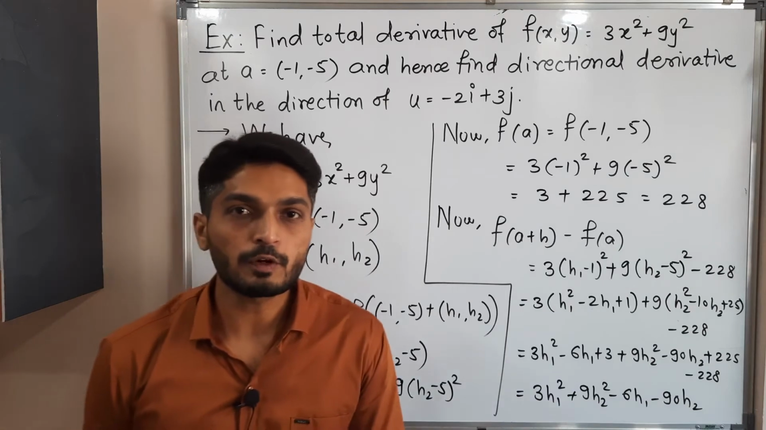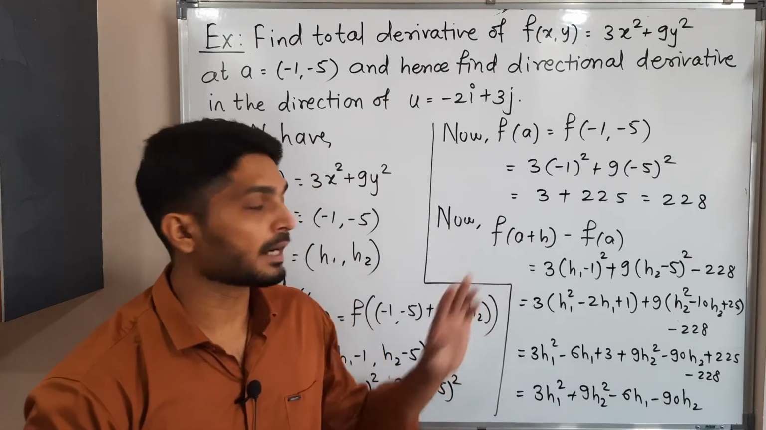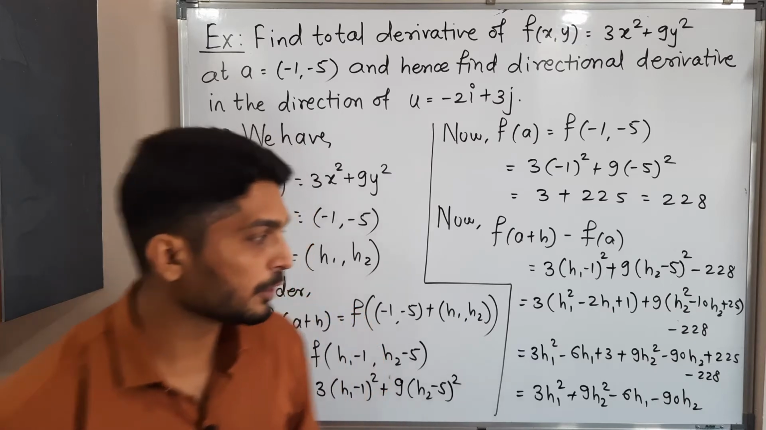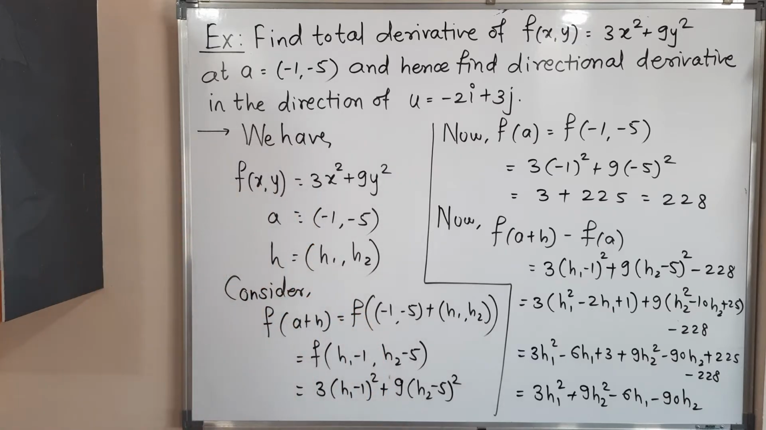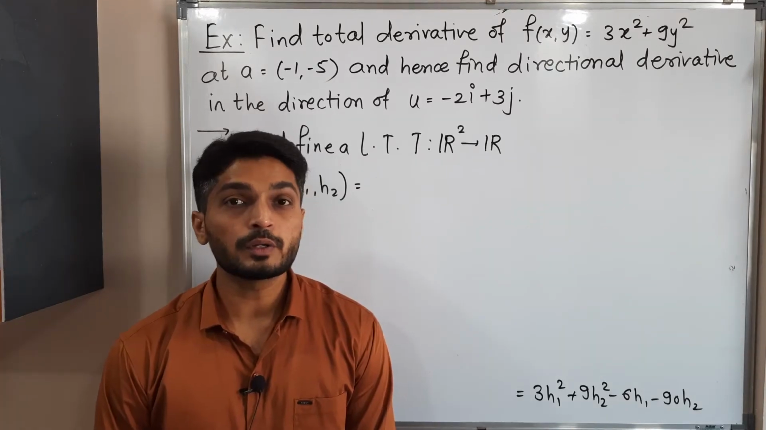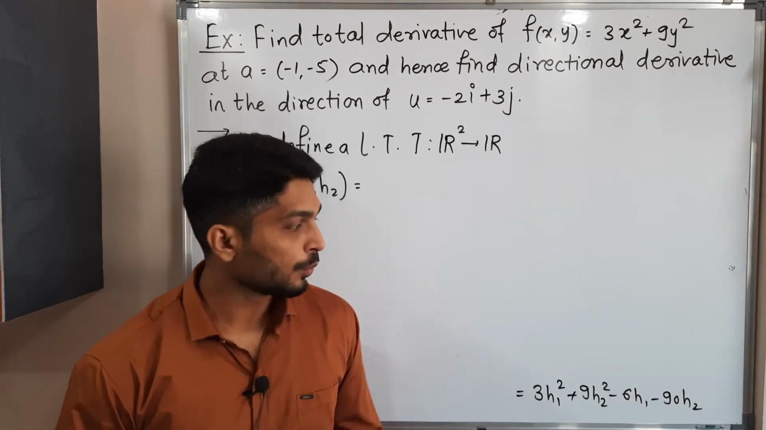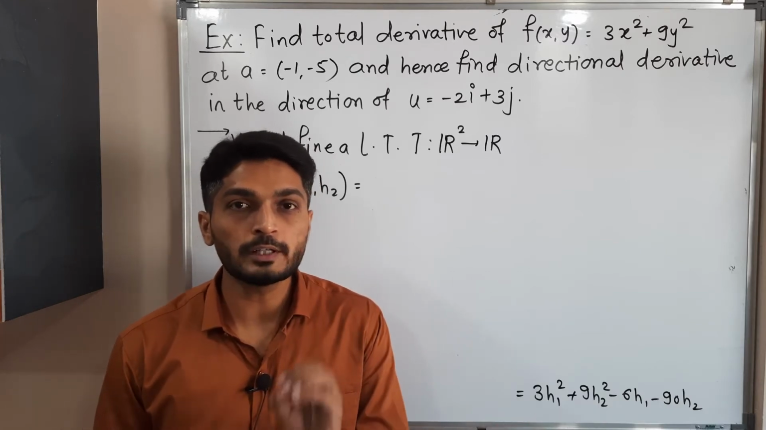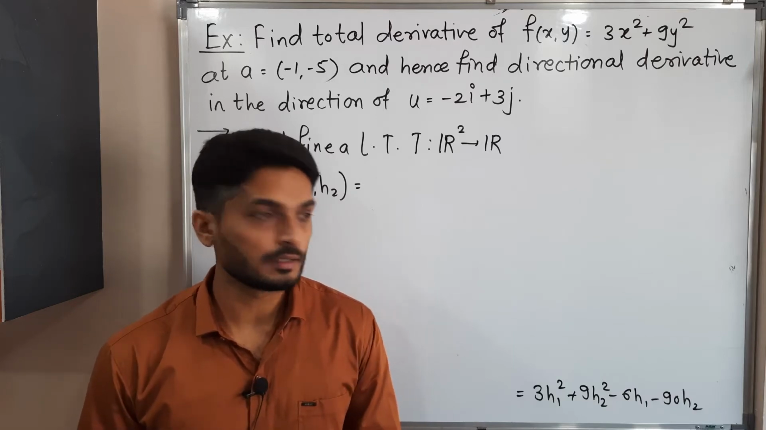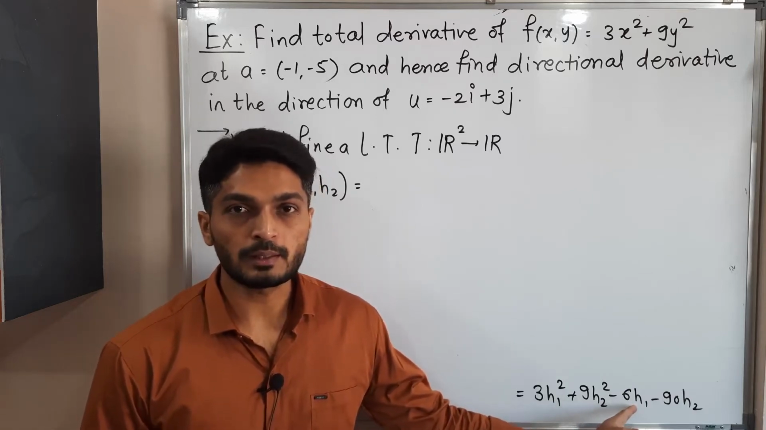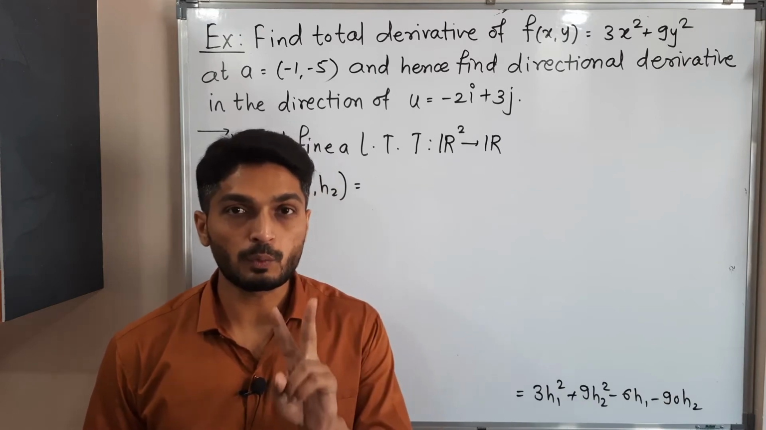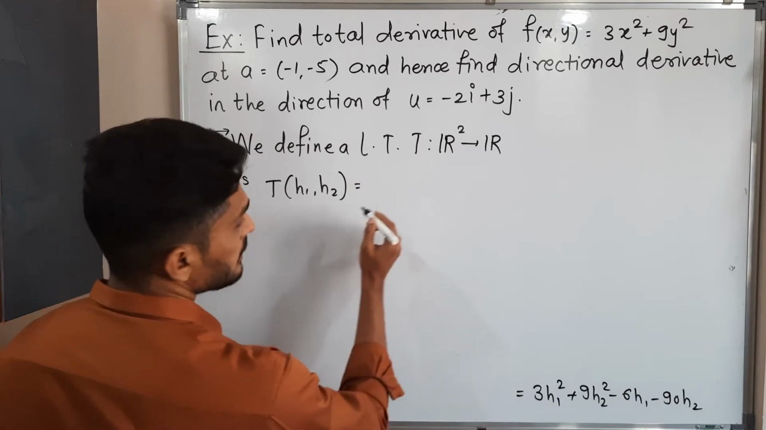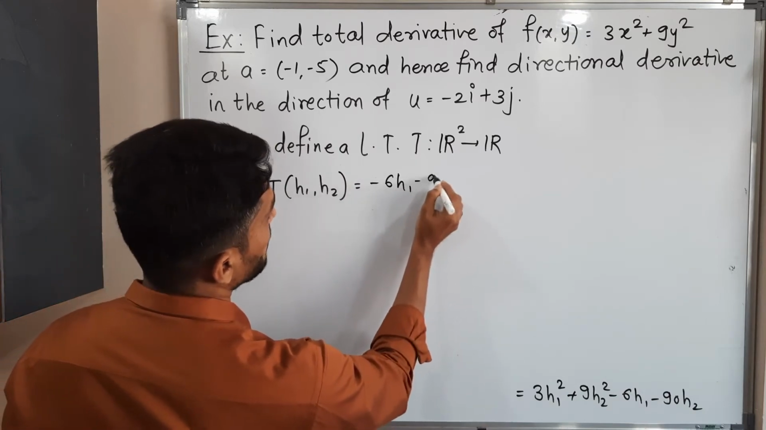So after calculating f of a plus h minus f of a, we will consider a linear transformation. I'm going to consider it, but before that I suggest you make a screenshot of it. See how to define that linear transformation. Whatever the value of f of a plus h minus f of a we have got, we have to consider only those terms whose power is 1. So here minus 6h1 minus 90h2 have power 1, but here they have power 2. So that's why I'm going to consider t as minus 6h1 minus 90h2.